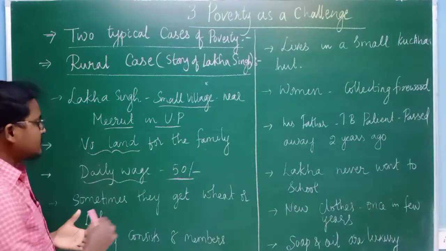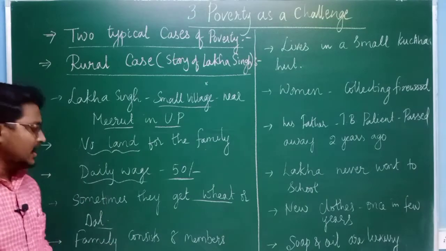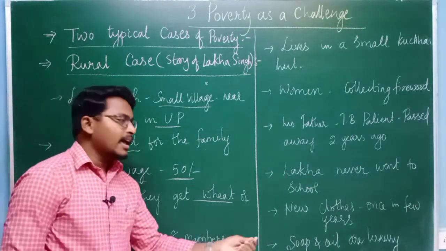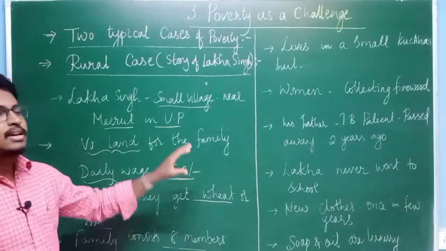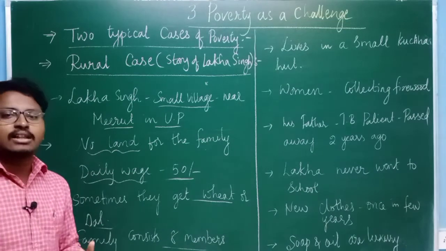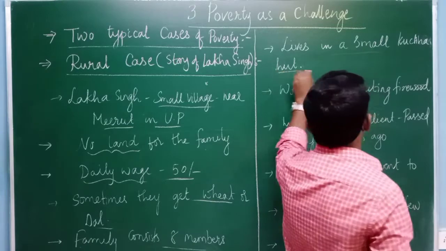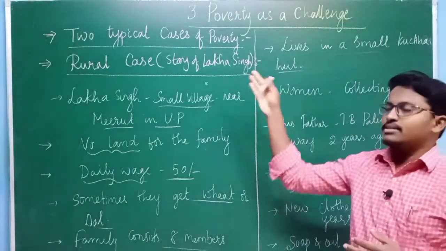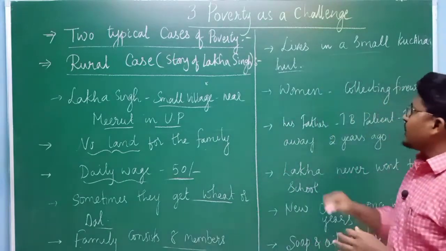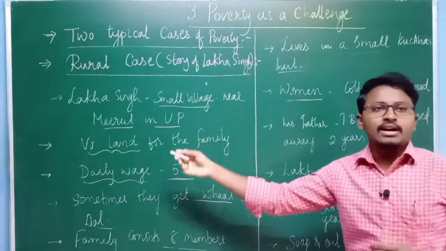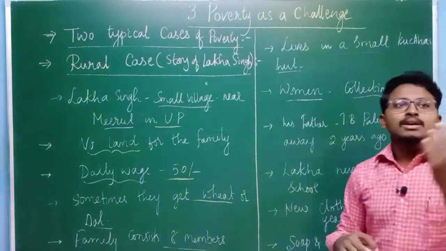Sometimes instead of money he may also get wheat or dal as a wage, and his family consists of a total of 8 members. You can see, living in a village with a family of 8 members earning just 50 rupees, how difficult it is to run this family. He lives in a small kacha hut, and the wife of Laka Singh and the other women in his family are busy collecting firewood to cook their food.